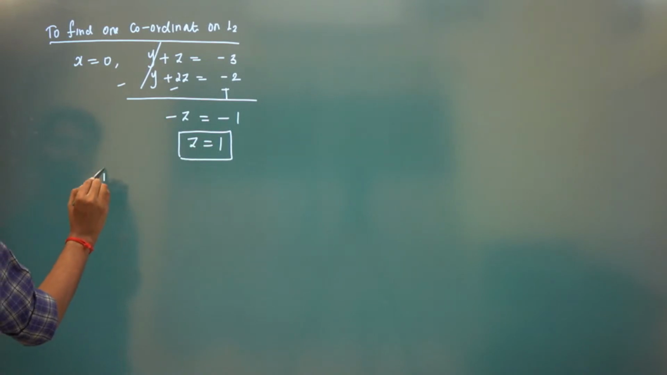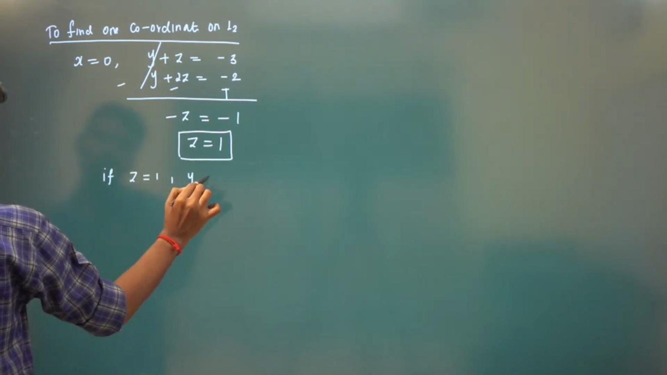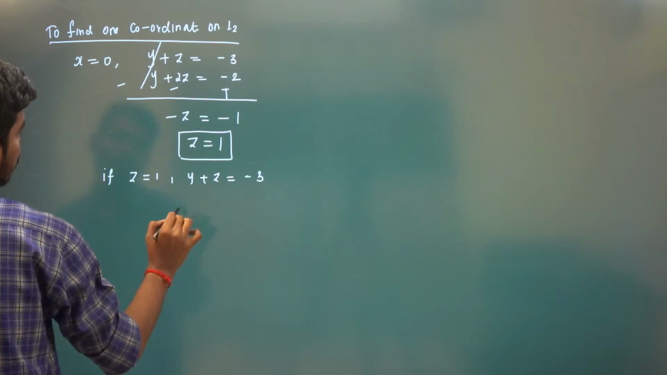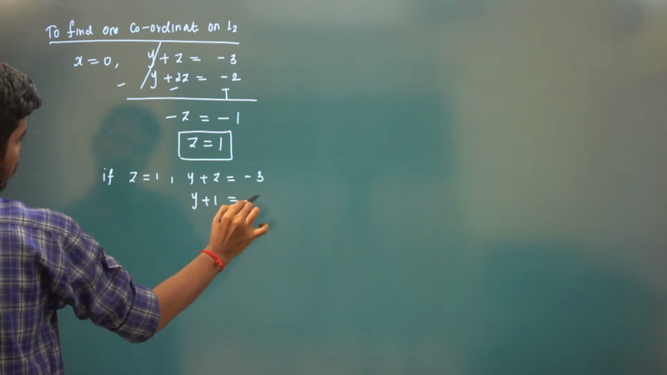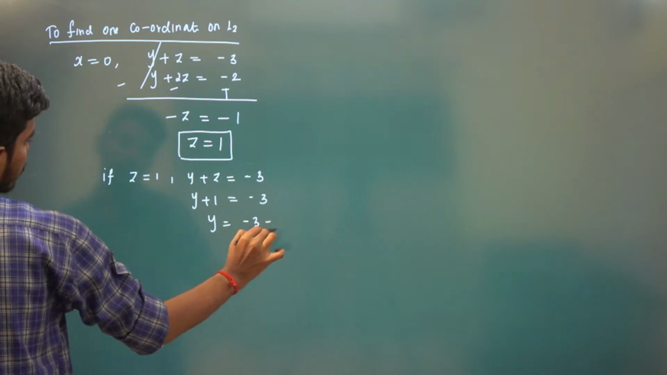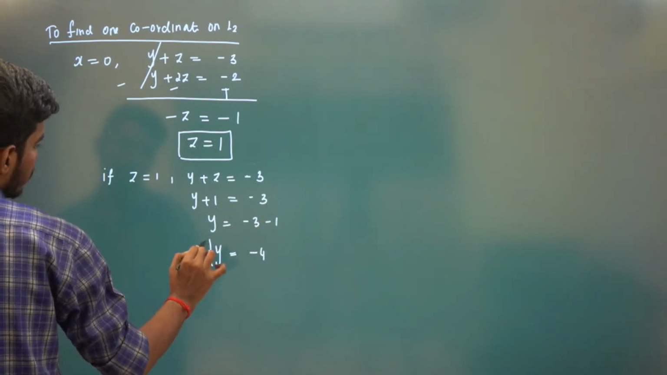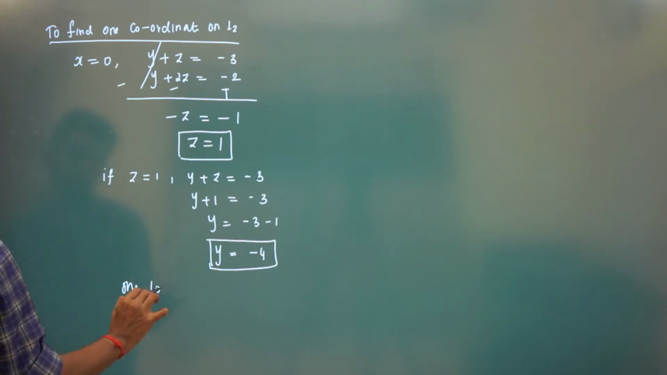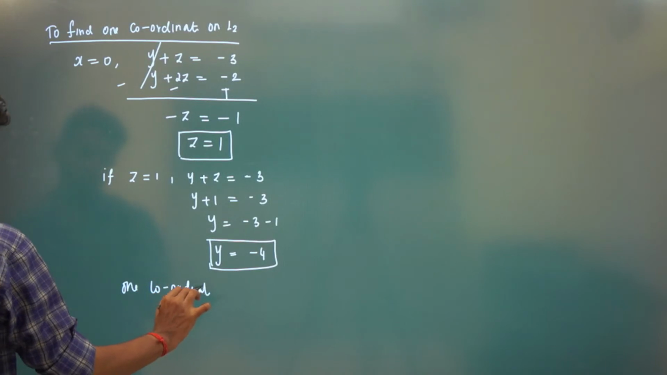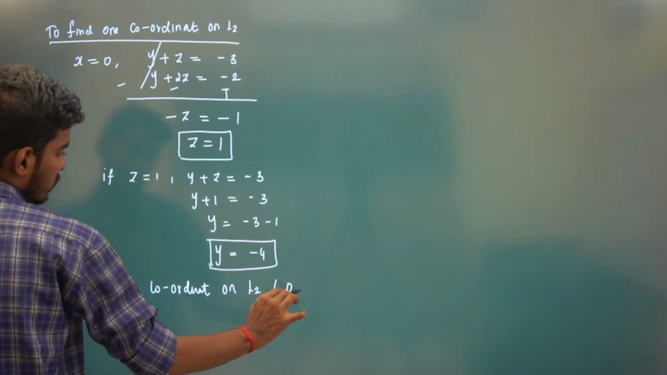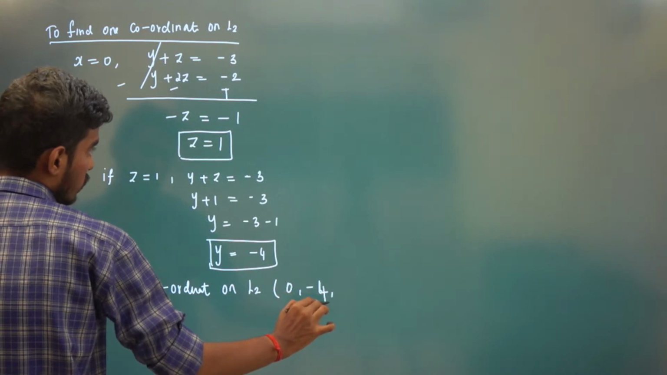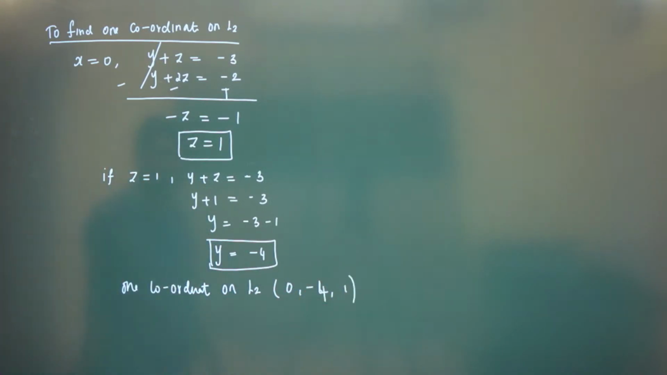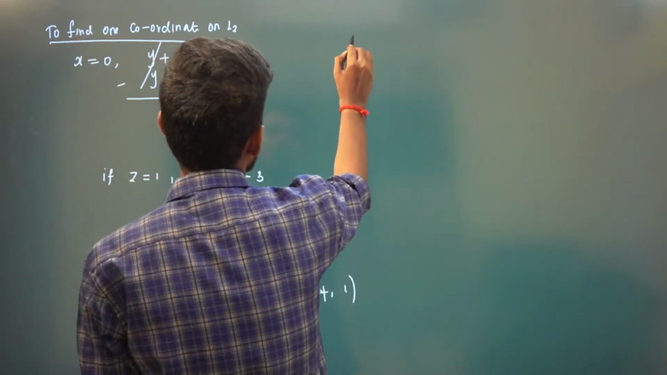If z is 1, we know y plus z is minus 3, so y plus 1 is minus 3, so y is minus 3 minus 1, so y is minus 4. So one coordinate on L2 is x is 0, y is minus 4, z is 1, that is 0, minus 4, 1. Minus 4 plus 1 is minus 3, minus 4 plus 2 is minus 2. So what is the equation of L2?